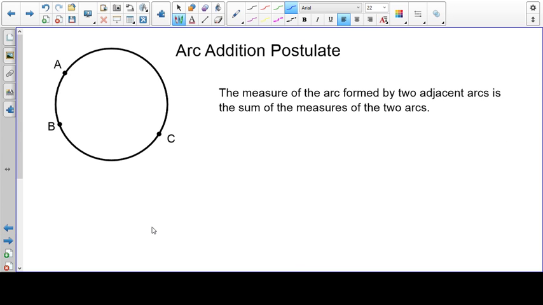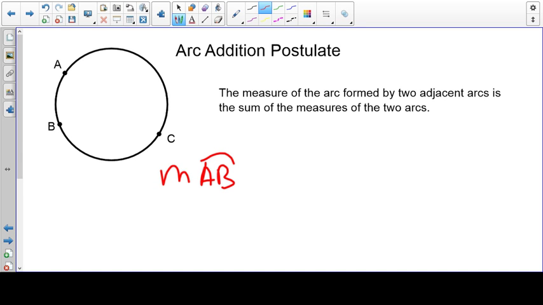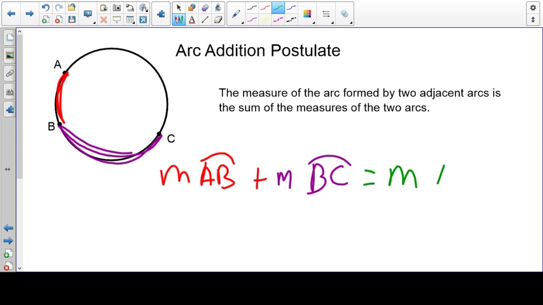I can use that based on the arc addition postulate. So this is like other addition postulates we've seen. That means that one piece plus one piece must be the whole thing. So the measure of arc AB, and we write arcs with a little arc symbol over it, so it's saying this piece, plus the measure of arc BC has to be equal to the measure of arc ABC.